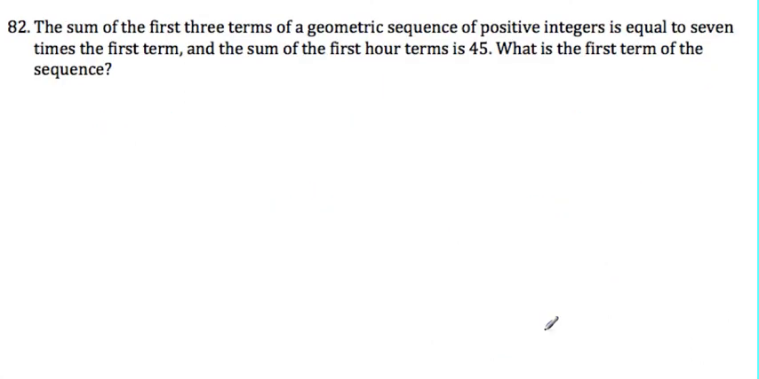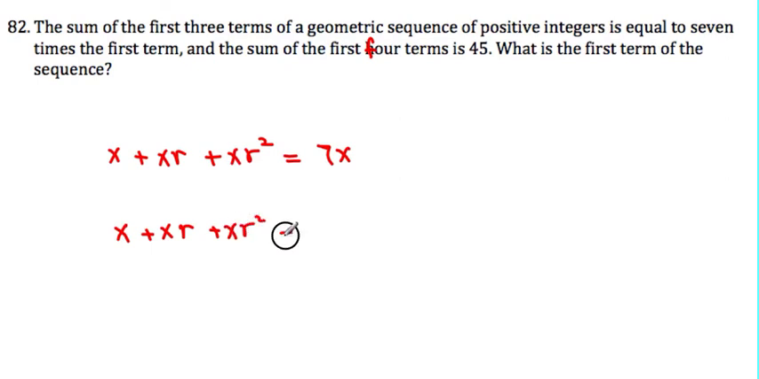All right, let's look at number 82. The sum of the first three terms of a geometric sequence of positive integers is equal to 7 times the first. So the sum of the first three terms, we can call it maybe x plus xr plus xr squared. That must be equal to 7 times the first term, so 7 times x. And the sum of the first four terms must be equal to 45. So we have x plus xr plus xr squared plus xr cubed equal to 45.